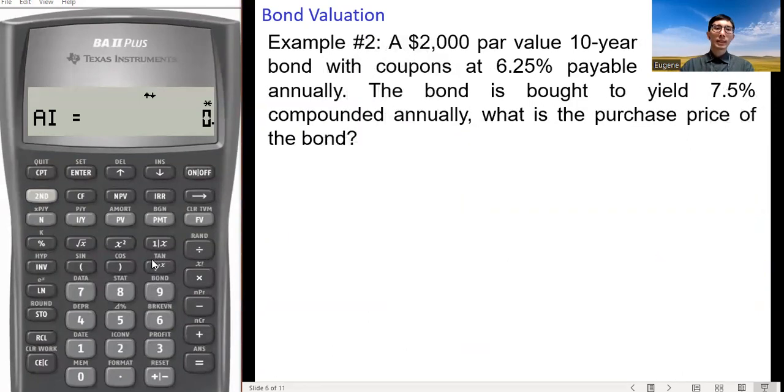Let's take a look at the second example. A $2,000 par value 10-year bond with coupons at 6.25% payable annually. The bond is bought to yield 7.5% compounded annually. What is the purchase price of the bond?